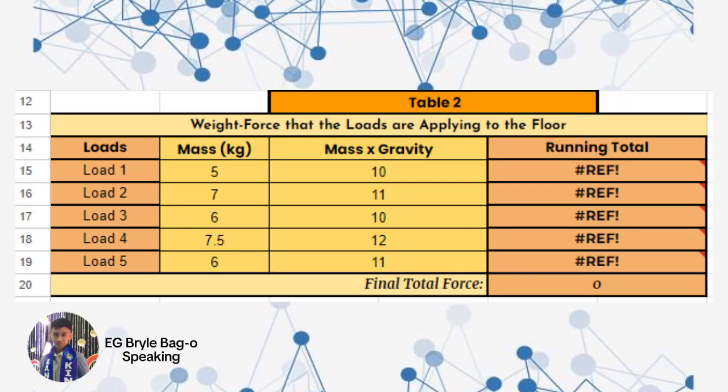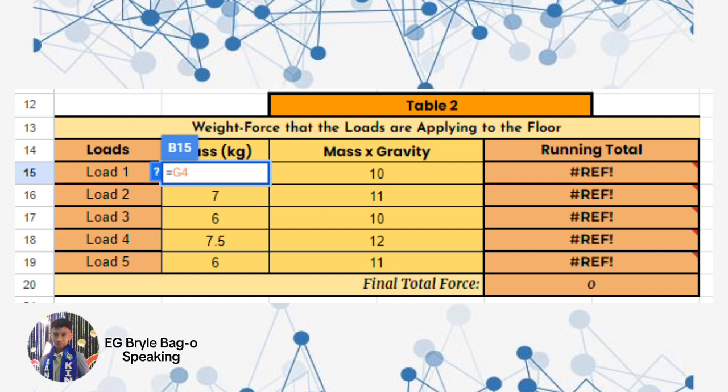For table 2, weight force that the loads are applying to the floor. We didn't create another table again. Obviously, we just copied table 1. Again, we started by changing some labels and formulas. We then merged two cells for the mass times gravity and running total columns, making it more spacious and giving it a more formal look. For the fonts, we used the previous ones from table 1 for uniformity.